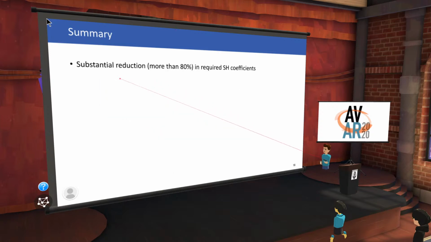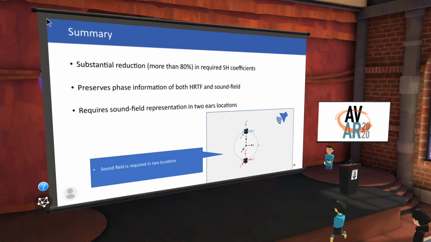It was shown to substantially reduce the required Spherical Harmonics coefficients, more than 80% reduction. It preserves the phase information of both the HRTF and the sound field, so we are not assuming anything about the HRTF, not minimum phase or anything like this. But it requires the sound field to be represented at the two ears' locations. So, for example, we can measure it using two sound field microphones, but then one limitation is incorporating head rotation.